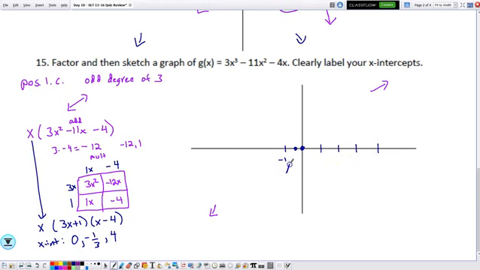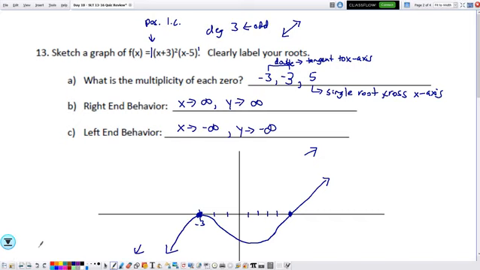So I'm going to come up and then straight down. And then back up again. And your graph could go lower than this, it's fine as long as the shape looks like this and they're all single roots.